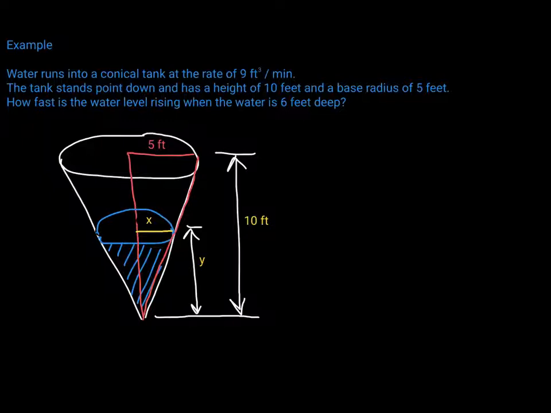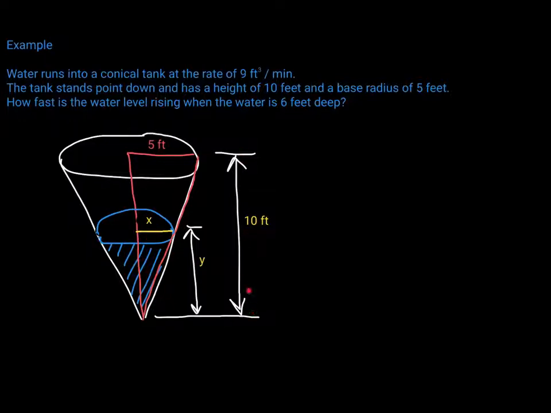Okay, I did my best to draw a partially filled conical tank. All right, so here's my tank. The problem says this tank stands point down. Okay, so here's the point, and the base has a radius of 5 feet. And this blue here is my water, and this tank is being filled with water. And the question is, how fast is the water level rising when the water is 6 feet deep?